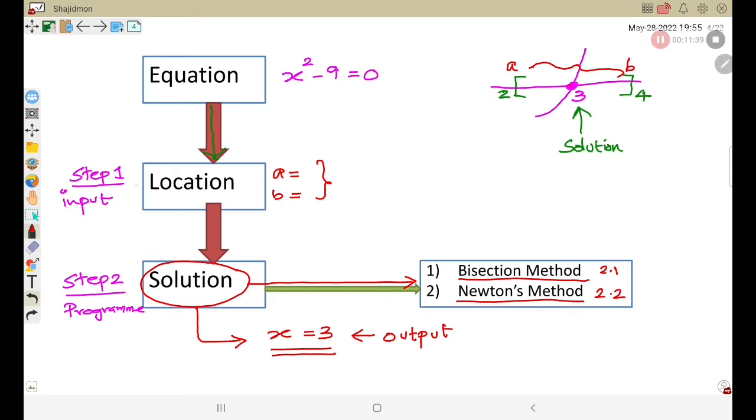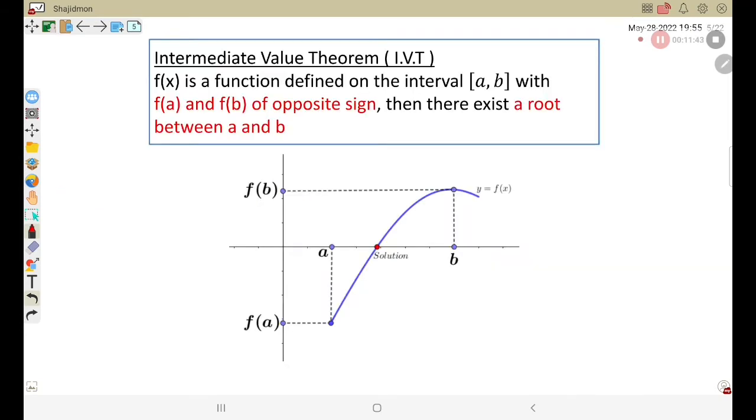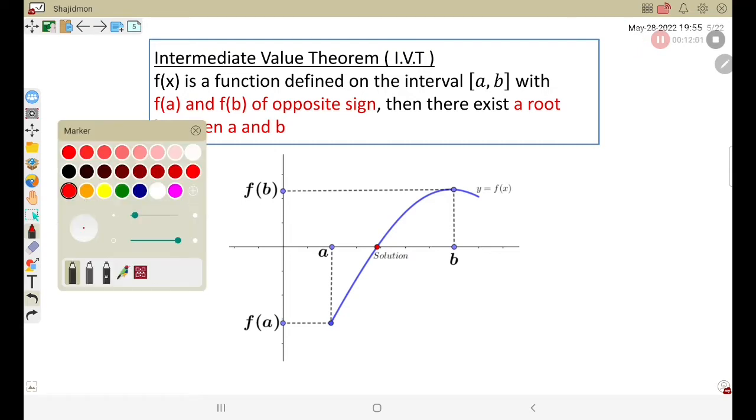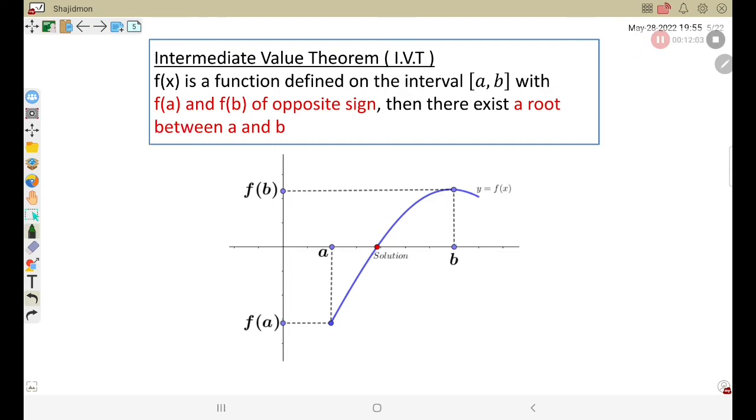Now first we are concentrating on how to find the location a and b. For that we are using a rule from the intermediate value theorem. It is not exactly the intermediate value theorem, but a corollary, a rule from the intermediate value theorem, which we represent as IVT. So in short, no need to memorize, you can see how we locate a root, how we can find the number a and number b by using this rule.